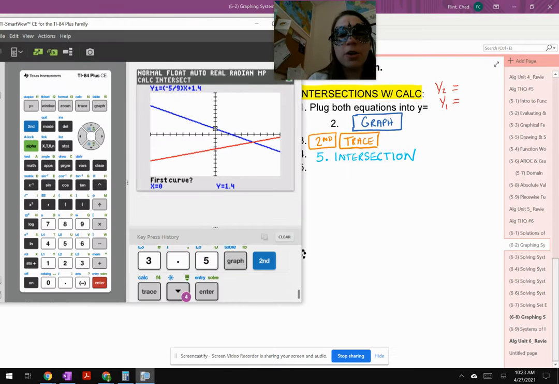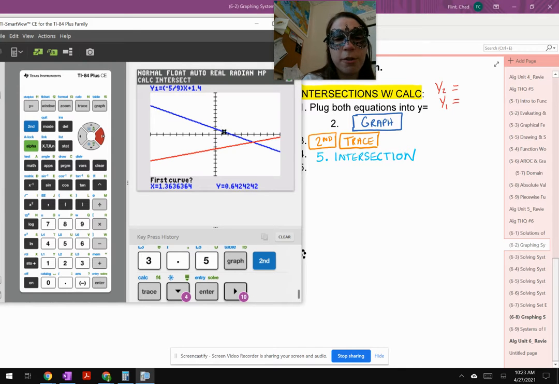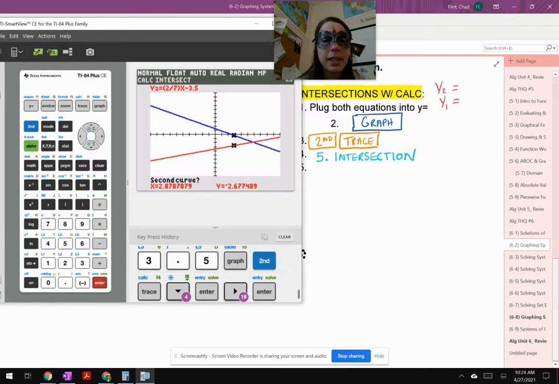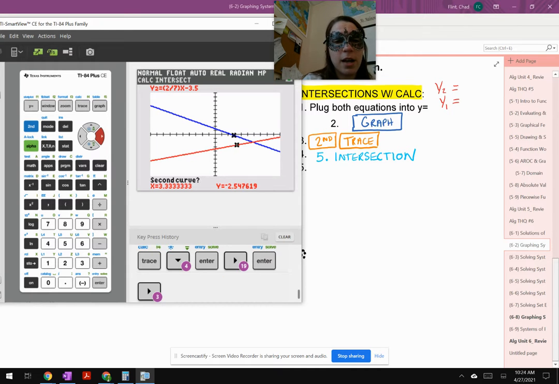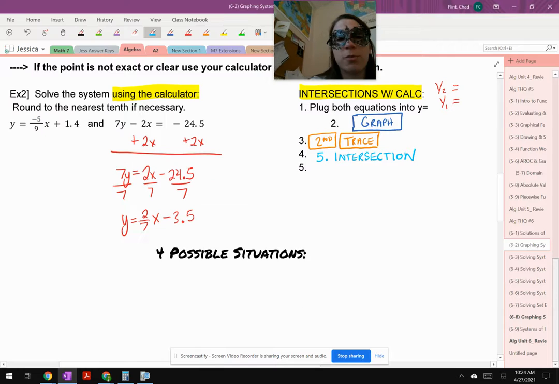And notice Mr. Blinky pops up. You should be relatively familiar with Mr. Blinky. Mr. Blinky is asking you if you are on the first curve or the first graph or the first picture. And I'm just moving Mr. Blinky a little bit closer to that point of intersection. It does not have to be on it. It just has to be on the first curve. Mine is on the blue line, so I'm hitting enter. Second curve. Did Mr. Blinky move to the second curve? Yes, it did. Hit enter again. Guess. Yes, you want it to guess. Boom, it found that intersection point for me.